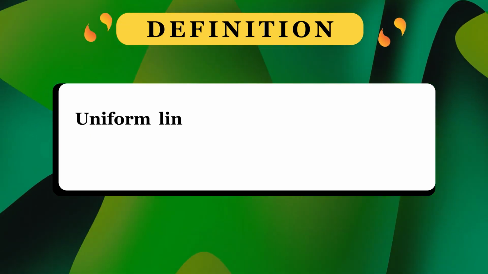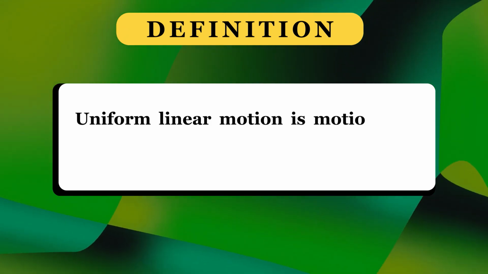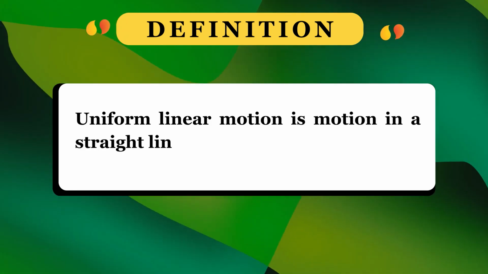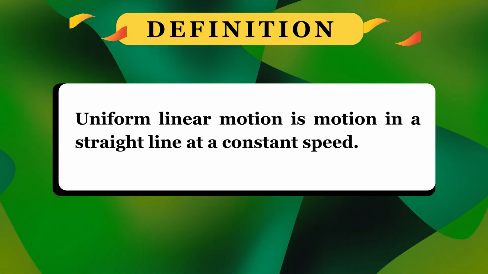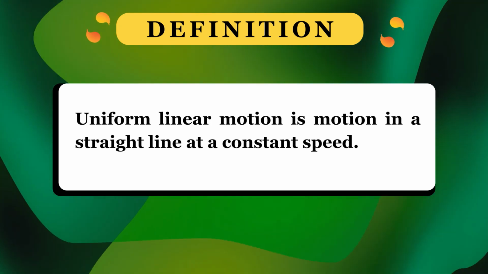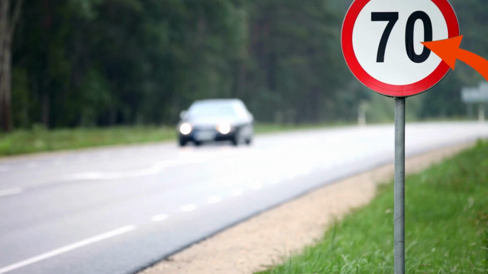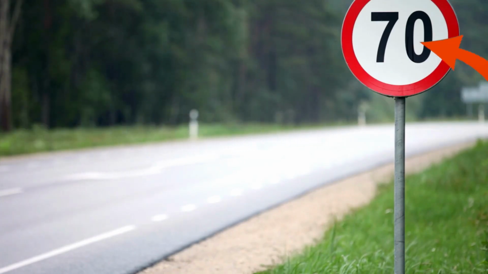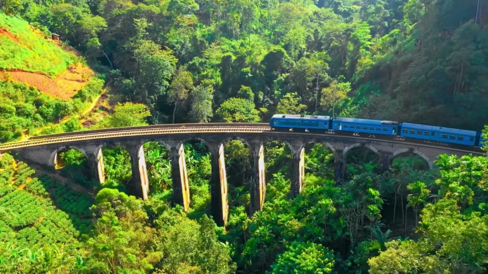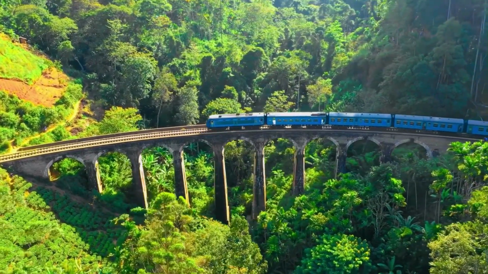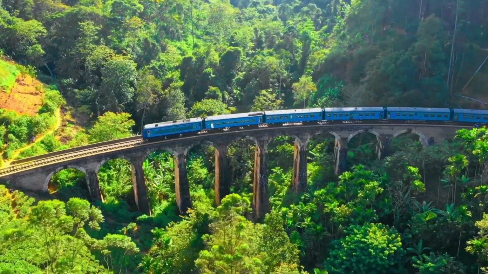First is uniform linear motion. Uniform linear motion is motion in a straight line at a constant speed. For example, a car driving down a highway at a constant speed of 70 miles per hour is in uniform linear motion. Next is a train moving on a straight track at a constant speed. These are the examples of uniform linear motion.